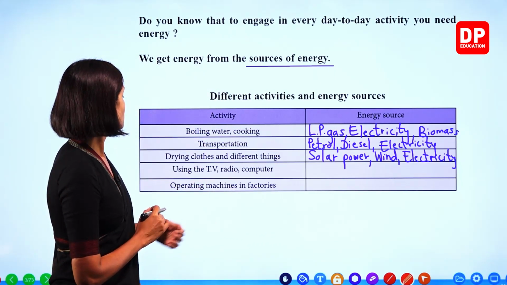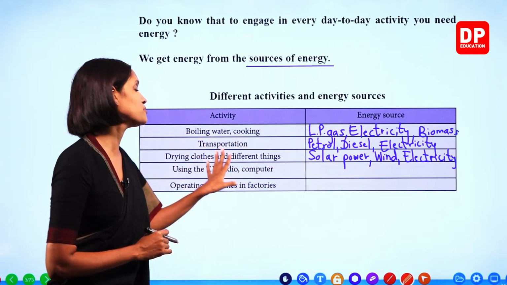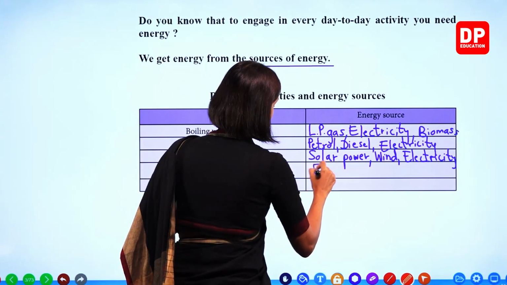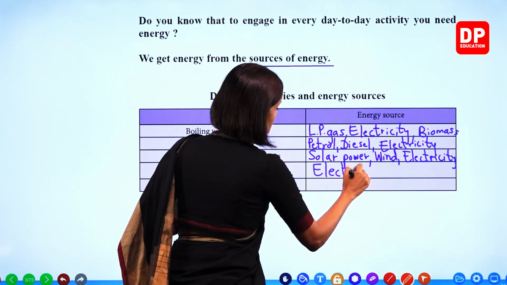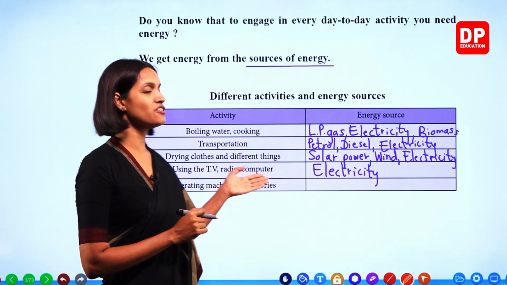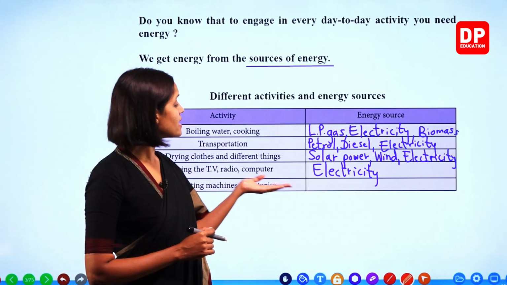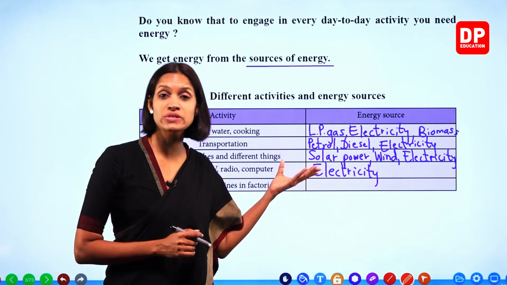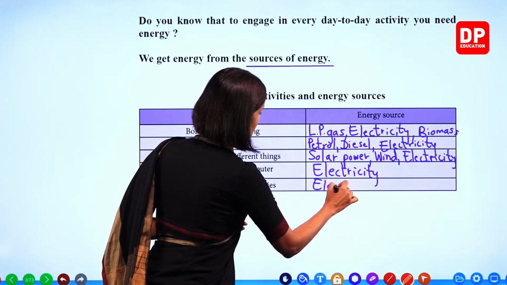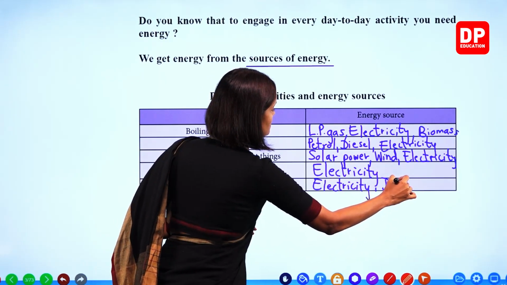Right, children? Using the TV, radio, computer to run these type of machines, we need electricity. Operating machines in factories, there also most of the time we need electricity, and sometimes in certain factories they use diesel as well, okay?